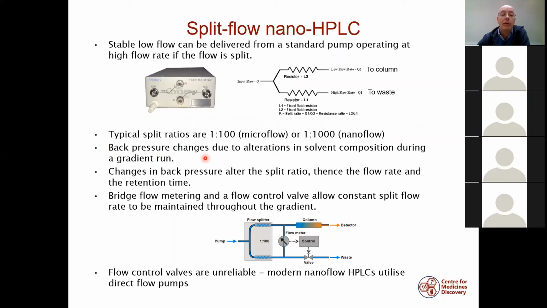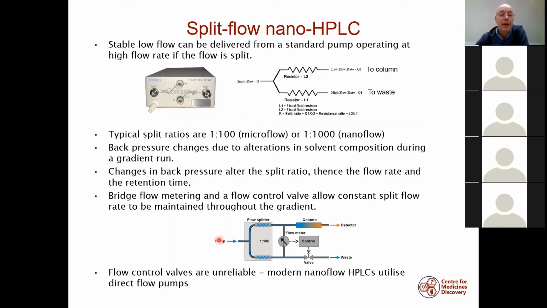The back pressure will change due to alterations in the solvent composition. So we're running a gradient, the solvent composition will change, the back pressure will change, and those changes in back pressure can result in a change in the split ratio. So a simple flow splitter is not necessarily going to give you a reproducible gradient.